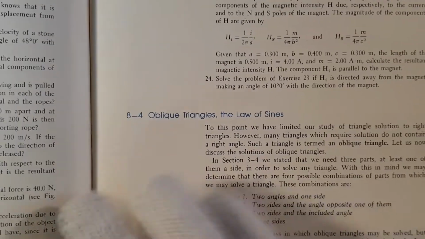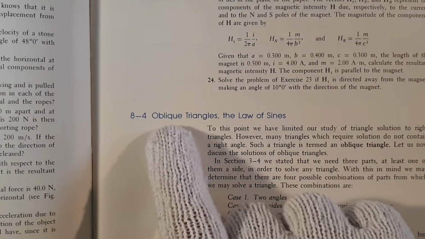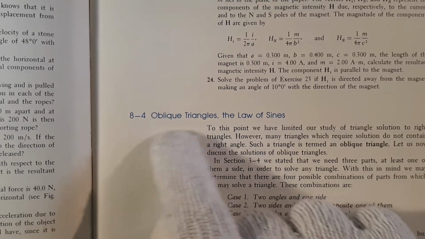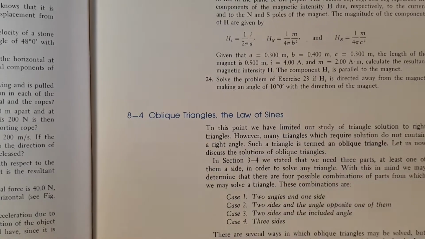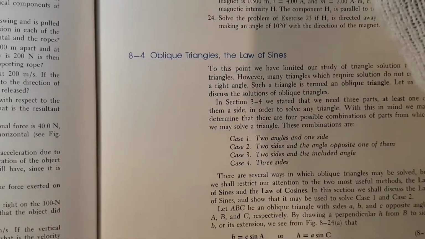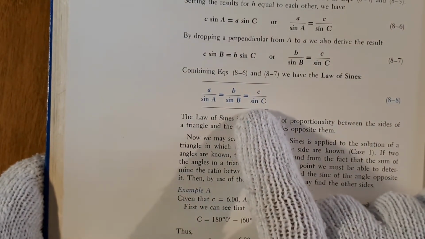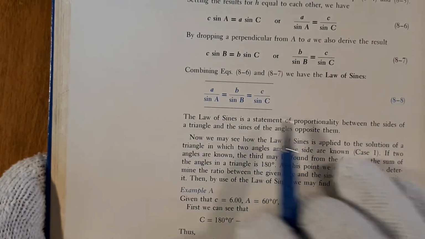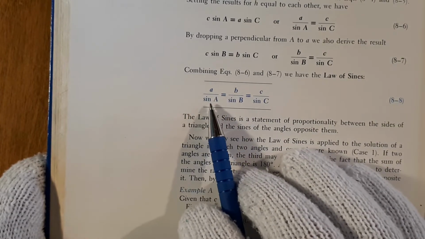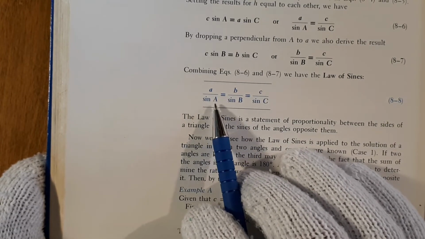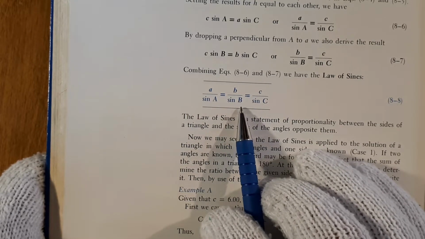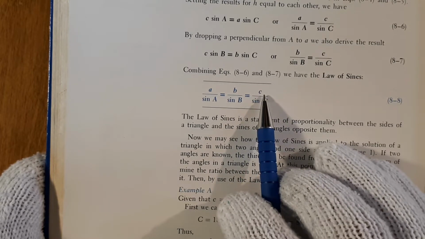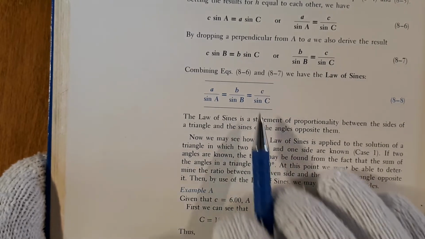From this math textbook, calculating oblique triangles, and this means it's not a right angle triangle. We're going to use the law of sines. And the law of sines states, here is the equation for it: the length of side A divided by the sine of angle A is equal to the length of side B divided by the sine of angle B, and that's equal to the length of side C divided by the sine of angle C.